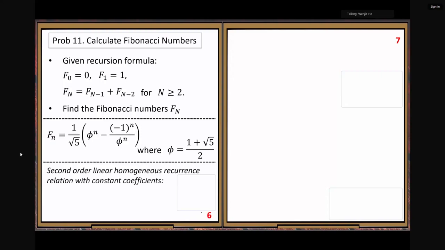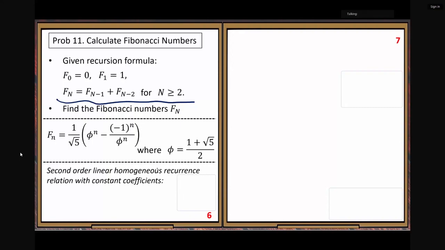This time, the name of this equation, you can see the long name of this equation. Second order, linear, homogeneous, because the constant term is 0, no constant term. So it's a homogeneous recurrence relation with constant coefficients. That's the name of this equation.